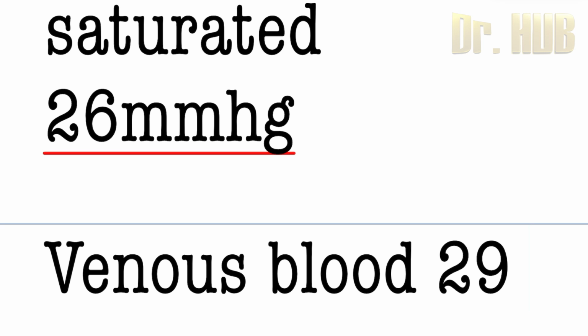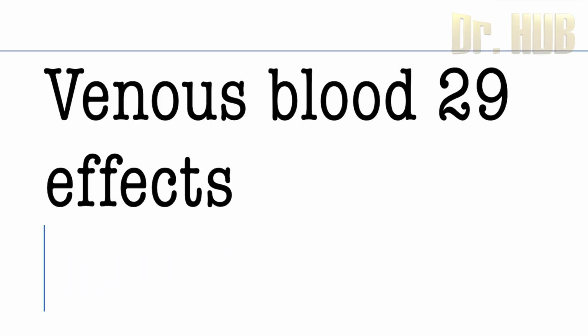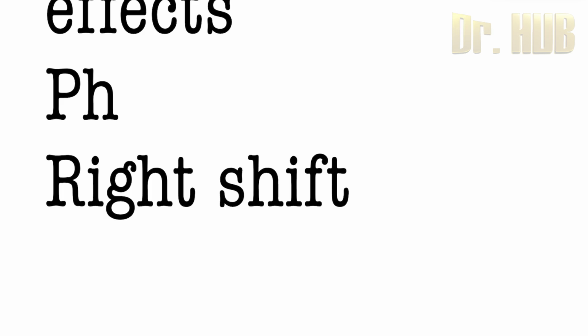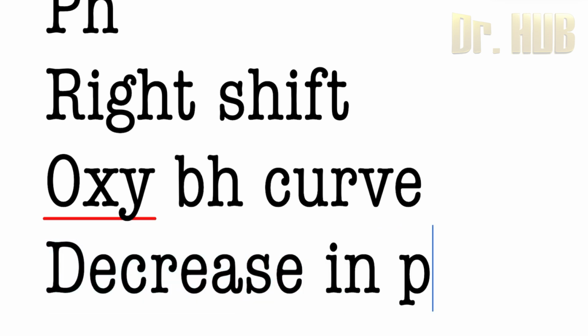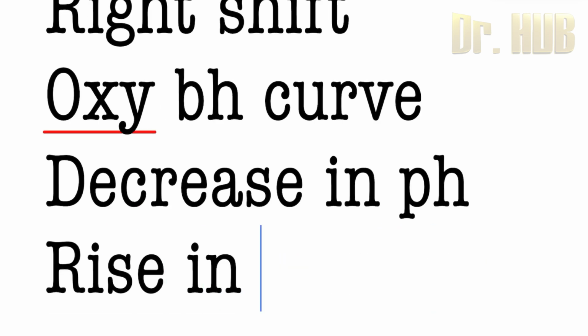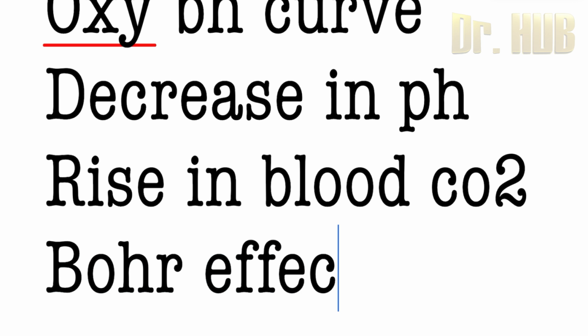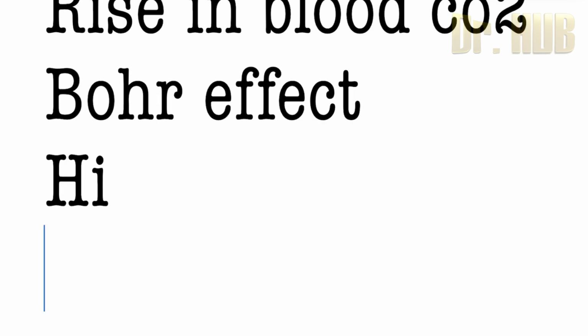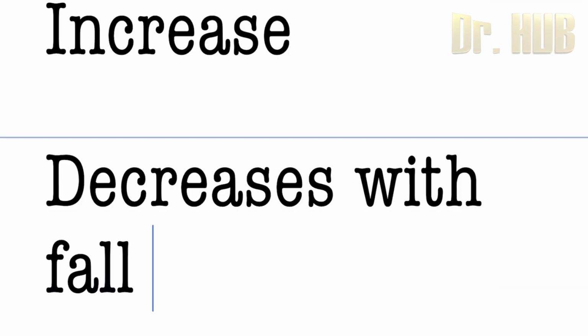So what are the effects on the oxygen hemoglobin curve? When you look at the effect of pH, there is a right shift of the oxygen hemoglobin curve, and this is due to a decrease in pH and a rise in blood CO2 partial pressure. It is called the Bohr effect. The affinity of hemoglobin for oxygen increases at higher pH and decreases with a fall in pH.